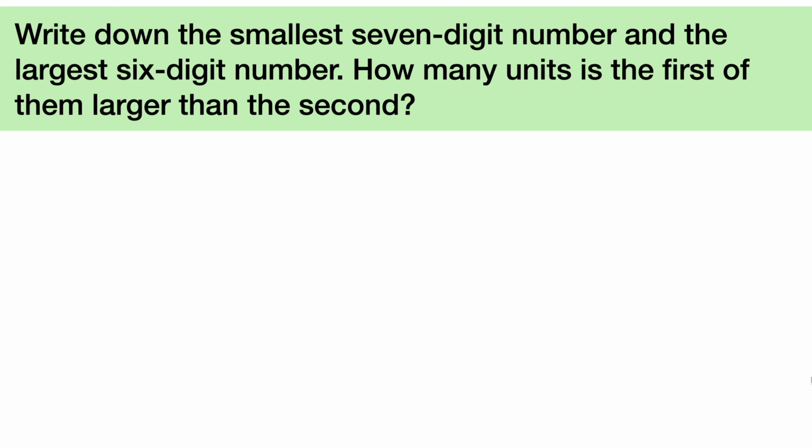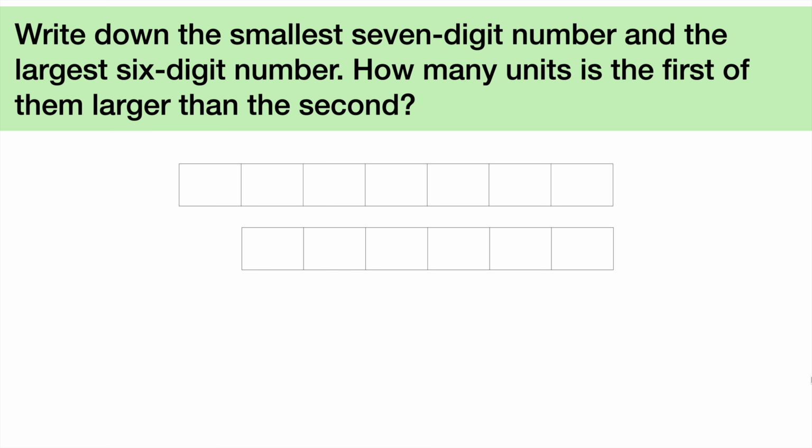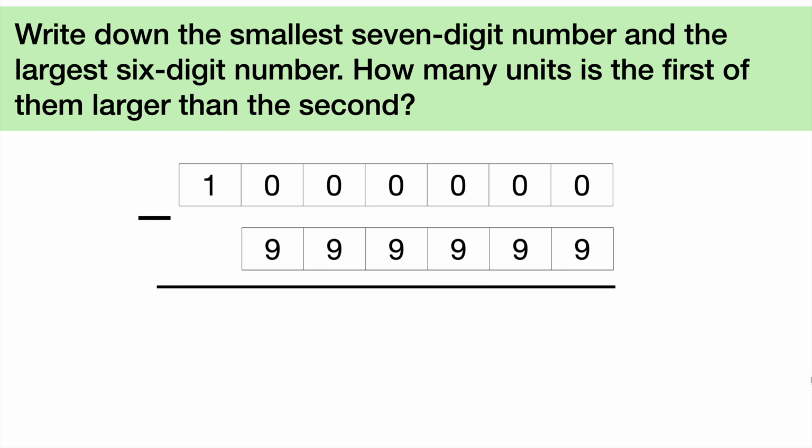Write down the smallest 7-digit number and the largest 6-digit number. How many units is the first of them larger than the second? In order to write the smallest number, you must use the smallest digits, but since the first digit cannot be 0, we write 1 and after it 6 zeros, getting the smallest 7-digit number, namely 1 million. To form the largest 6-digit number, use the largest digit 6 times and get 999,999. To answer the question, subtract the second number from the first and get the answer 1.